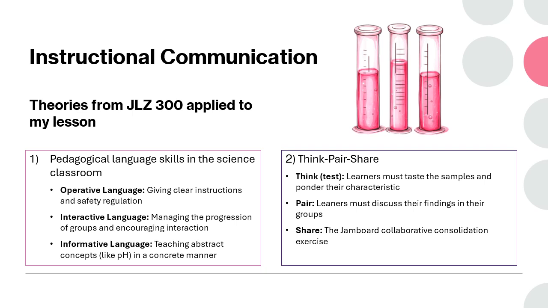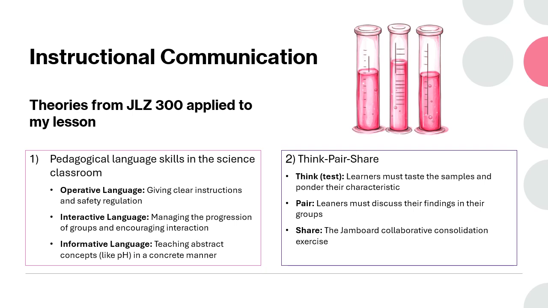2. Interactive language. I will have to ensure that while the groups are having fun doing the experiment, they must also progress and finish their write-ups. The groups will also have to be encouraged to work collaboratively when boiling the cabbage water, since every group member will have to play a role. 3. Informative language. I must teach the abstract concept of pH using strategies learners can concretely understand, such as diagrams, like the pH scale on the Jamboard, and tactile methods such as tasting various samples.